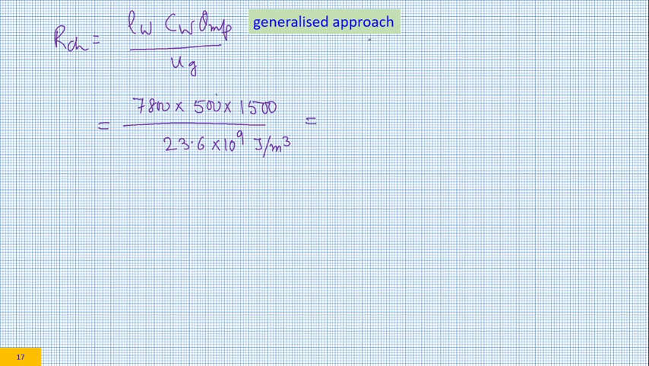Let us do our unit checking. Density is joule per kg per degree Kelvin, and this is degree Kelvin. So this cancels out. This kg cancels out, so you end up with joule per meter cube, which is also there here. So it is the same thing. So let us calculate and see how much it comes out to be.